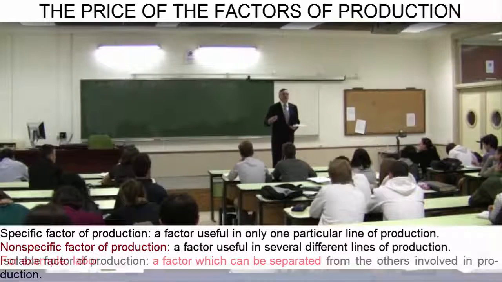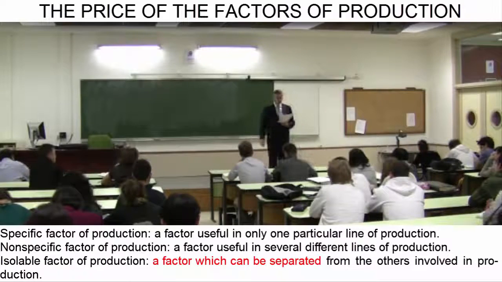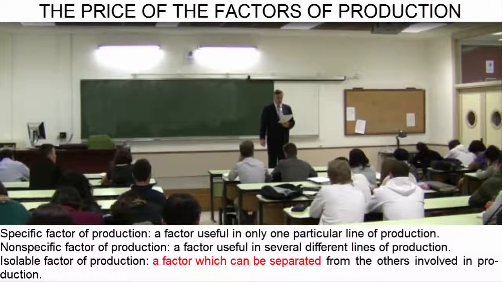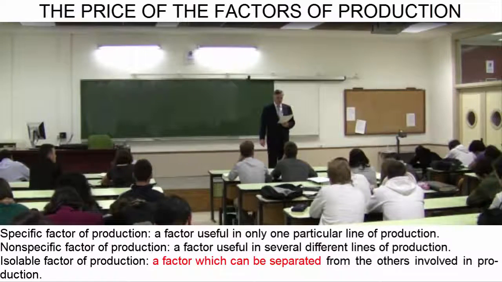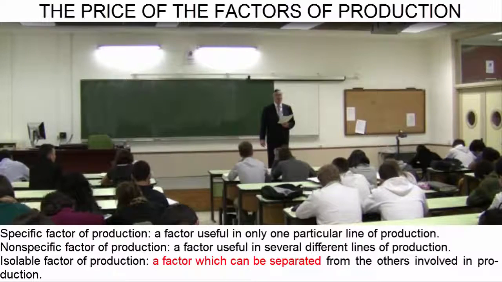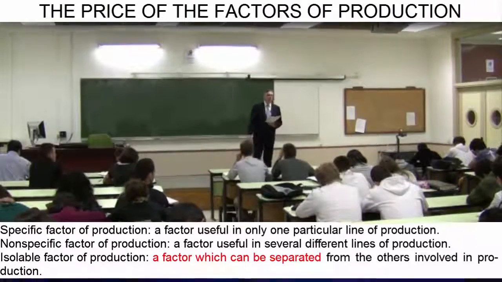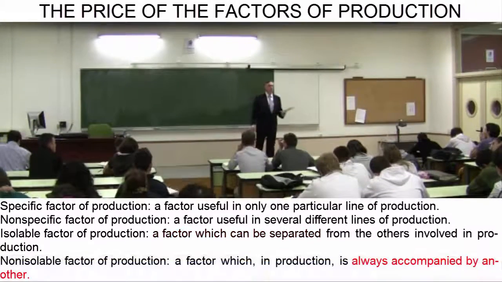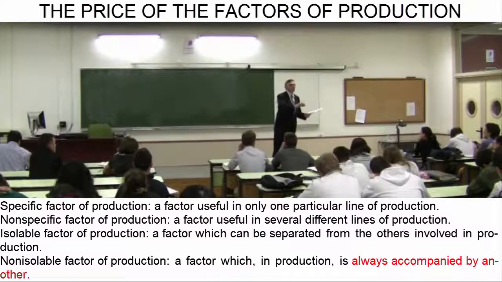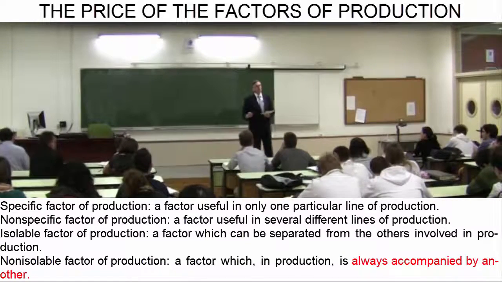Well, the third concept we will introduce is that of an isolable factor of production. An isolable factor of production is one which can be separated from the others involved in production. I say this because in different situations in the market, we encounter specific factors of production, which can be used for only one thing. And in other situations we encounter, and this is our fourth concept, non-isolable factors of production, which must always be accompanied by other factors in order to fulfill their productive function.